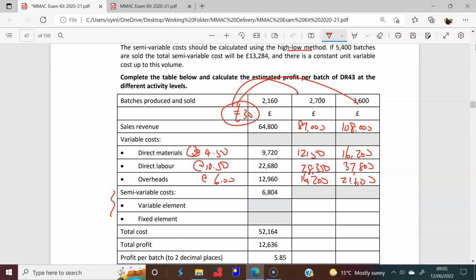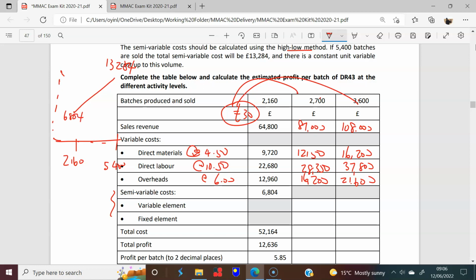With the semi-variable, they tell us, listen, if you're going to be playing around with your semi-variables, you have a scenario that looks like this, right? It's telling you what's happening when you have 2,160 batches, and we know what's going on when we have 5,400 batches. So we have the costs here, and here are the costs. The semi-variable cost here is 13,284, and the semi-variable cost here is 6,804.